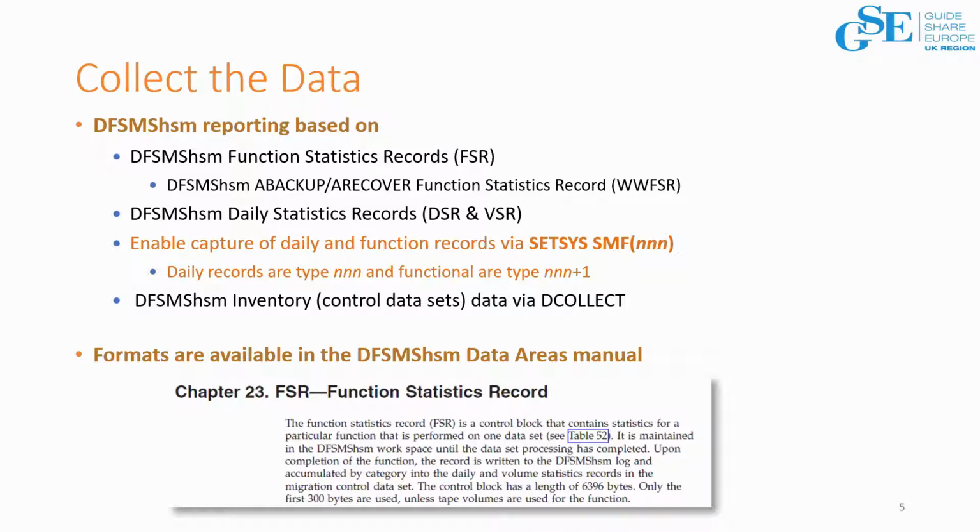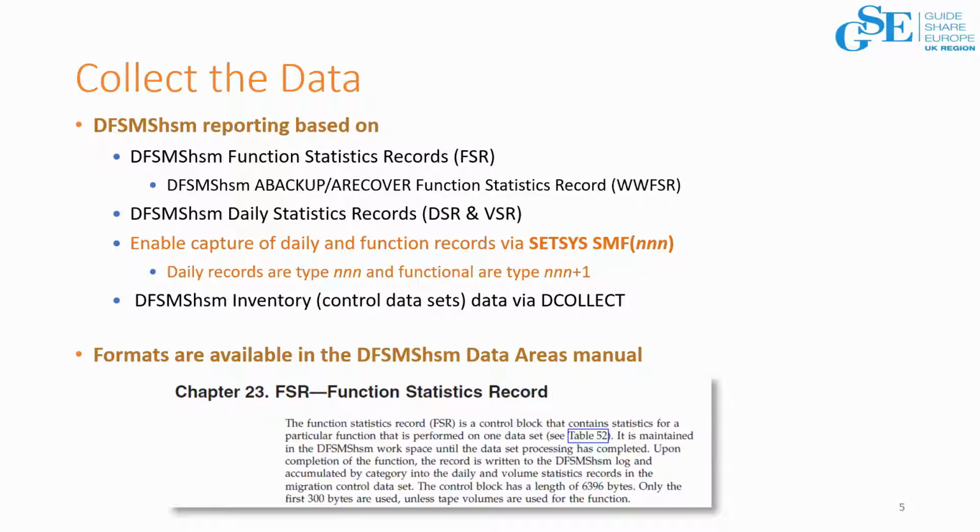And these records contain information that is accumulated from the FSRs. They're written to the MCDS and also the SMF data sets. By default, HSM does not write these records to SMF, so you'll want to enable HSM to write these records, and you do that by specifying SETSYS SMF along with a number that HSM should use for the SMF record type.